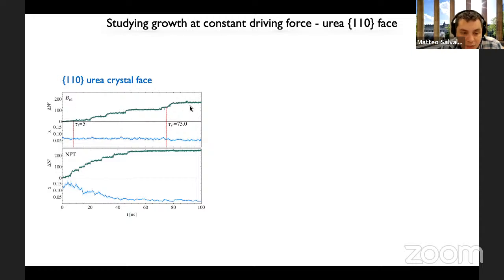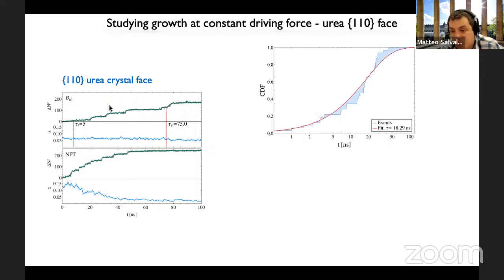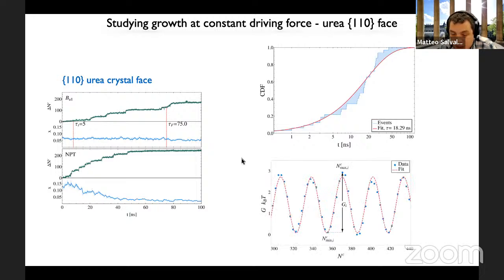Instead, in this, if we get enough statistics out of these simulations, we see that the distribution is consistent with a single characteristic frequency, which is what we did here more quantitatively. And okay, this also allows us to qualitatively assess what is the free energy landscape associated to the process and what is the characteristic barrier for nucleation events on this type of surfaces.